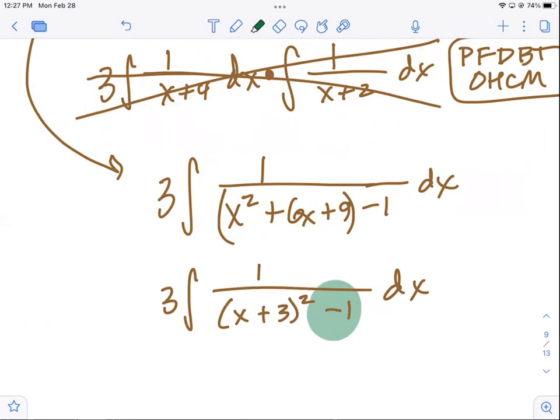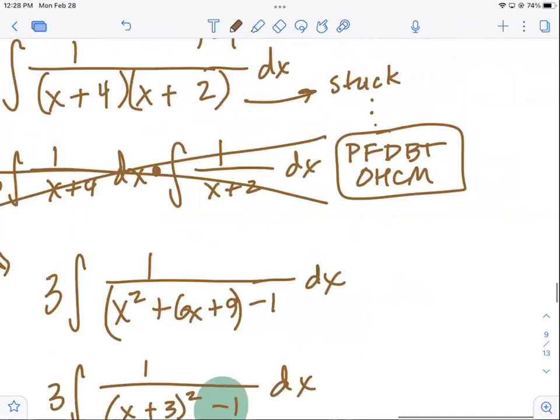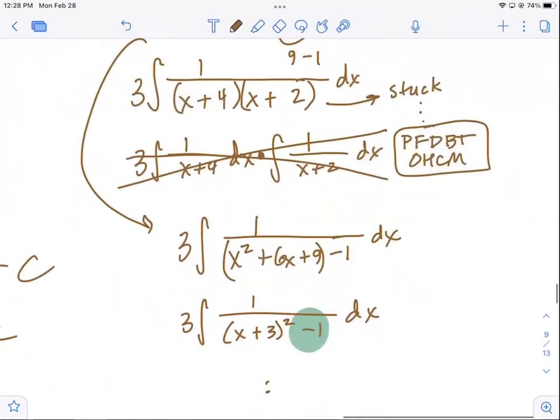No radical. It can't be an arc secant because there's no radical around it. You can't manufacture the radical, right? So yeah, this one we can't do it this way. We can only do it by the partial fraction decomposition by the Oliver Heaviside cover-up method.